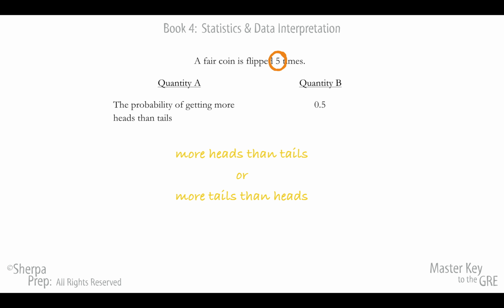And if that's the case, it's really a 50-50 shot that we get more heads than tails, in the same way it's a 50-50 shot that we get more tails than heads. And that is the proof, again, that the correct answer here has got to be C.